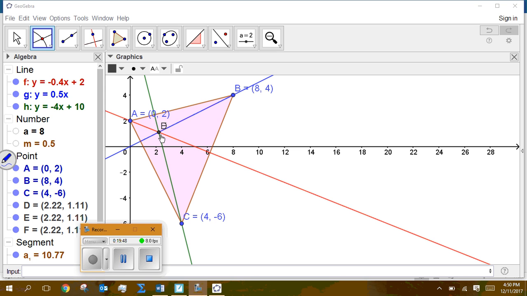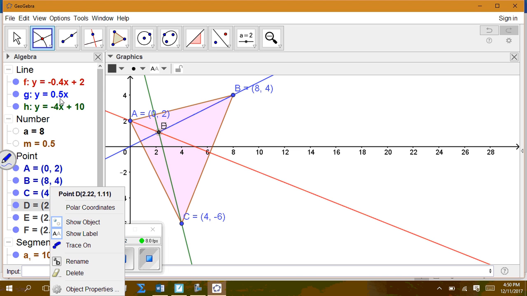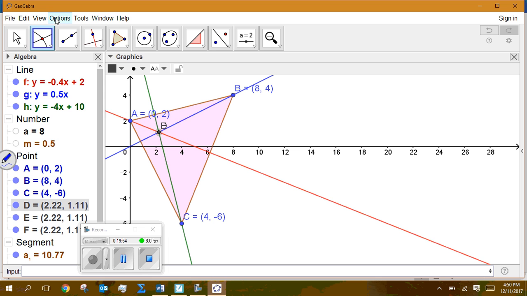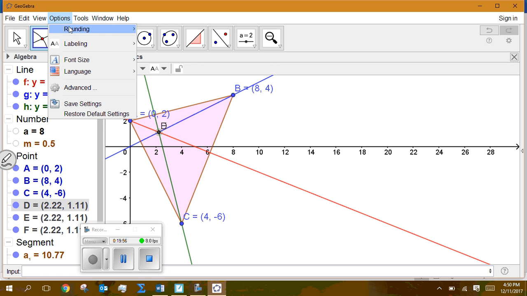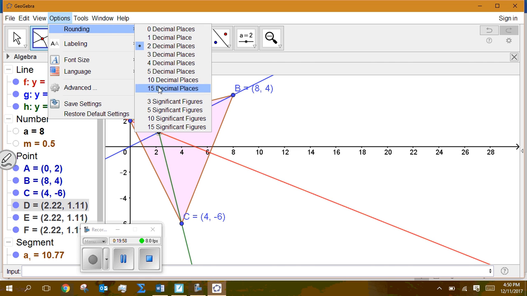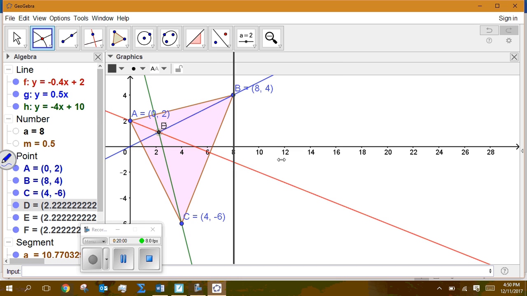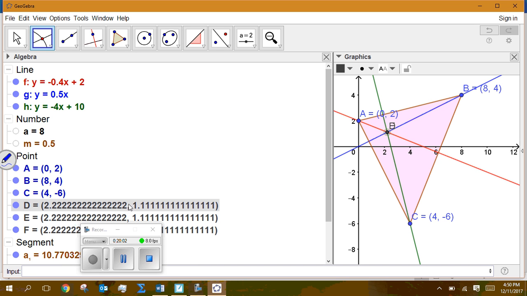With a lot of things that we do later on, this number cannot be written in a very nice way as a decimal. For instance, if I round it out to 15 decimal places, at some stage I've got to cut it off. 2.2 out to 15 decimal places is not the same thing as 20/9. It's very, very close, but it's not the same thing. 20/9 is what we're looking for.